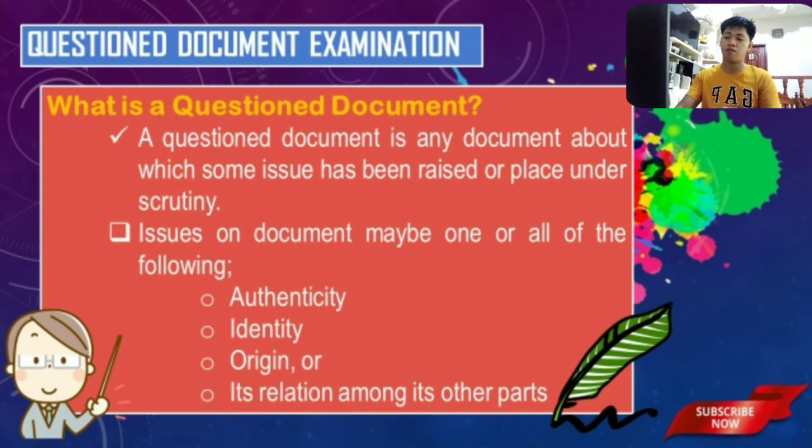And lastly, we have also the relationship of the parts of the document to the other. Like for example, now we have here an alleged ancient document. Halimbawa, lumang-luma na to. You're claiming that this document is already 100 years old.